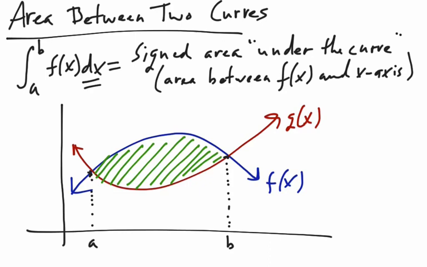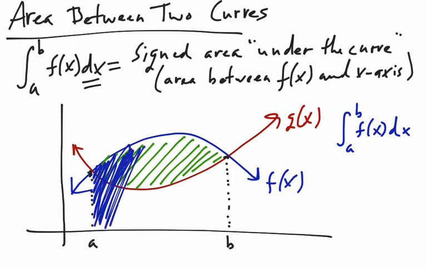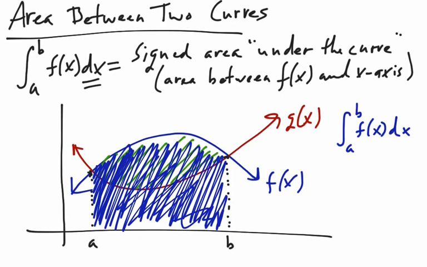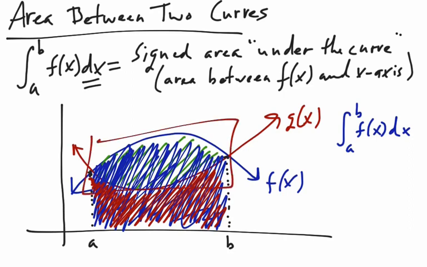Well, we know that if we were to integrate from a to b of f of x dx, this would give us this blue area. Try to shade this in nicely. It gives us this blue area, which is all of the area under f of x, between f of x and the x-axis. But that's not what we want. We've overcounted area, so we need to take back area. If we subtract the area under g of x, like this, then what we're left with is this oblong, oval-shaped region. That was what we were looking for.